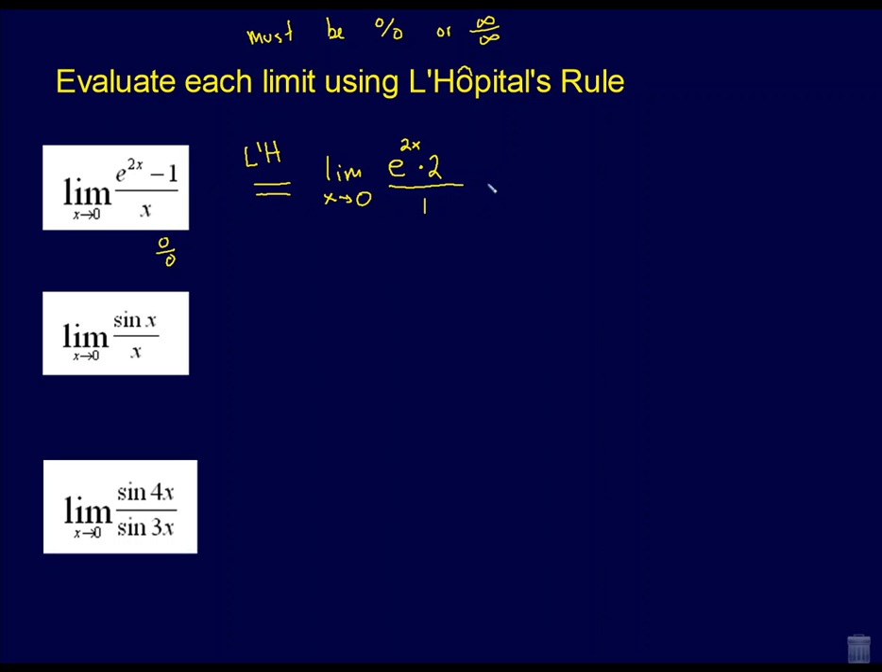And we should try solving the limit now by plugging in the 0. So try it again. 2 times 0 is 0. E to the 0 is 1. And then 1 times 2 is 2. So this limit is equal to 2.